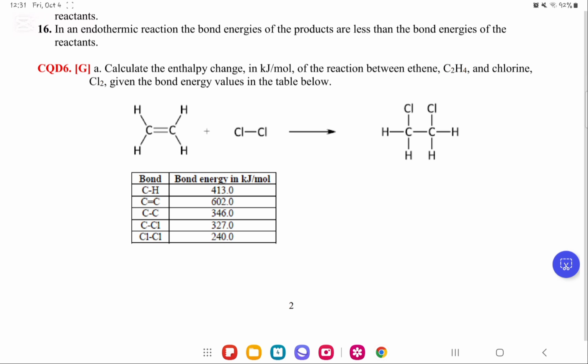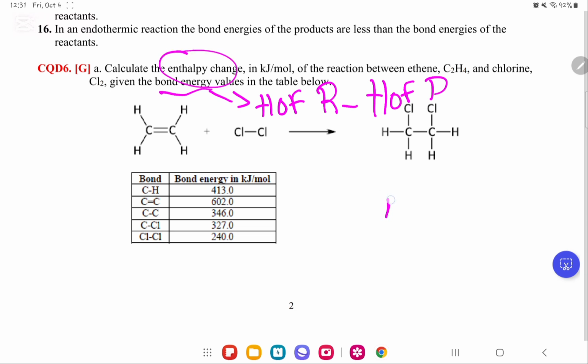First, let's read the question. Calculate the enthalpy change in kilojoules per mole of the reaction between ethane and chlorine given the bond energy values. We said in the previous video, anytime we see bond energy, it is the heat of reactants minus the heat of products. How do we denote bond energy enthalpy change? It is delta H. So we need to find delta H, or the difference of heats, by doing the heat of the reactants minus the heat of the products.